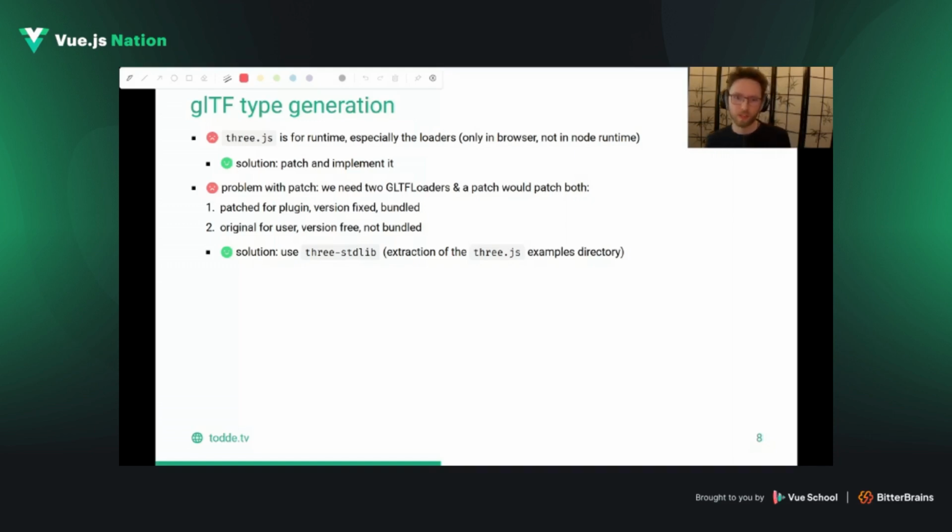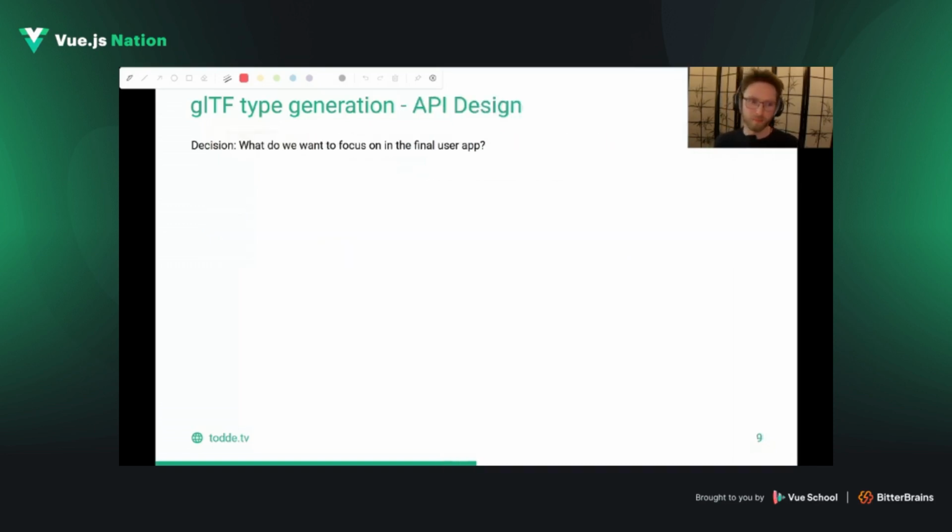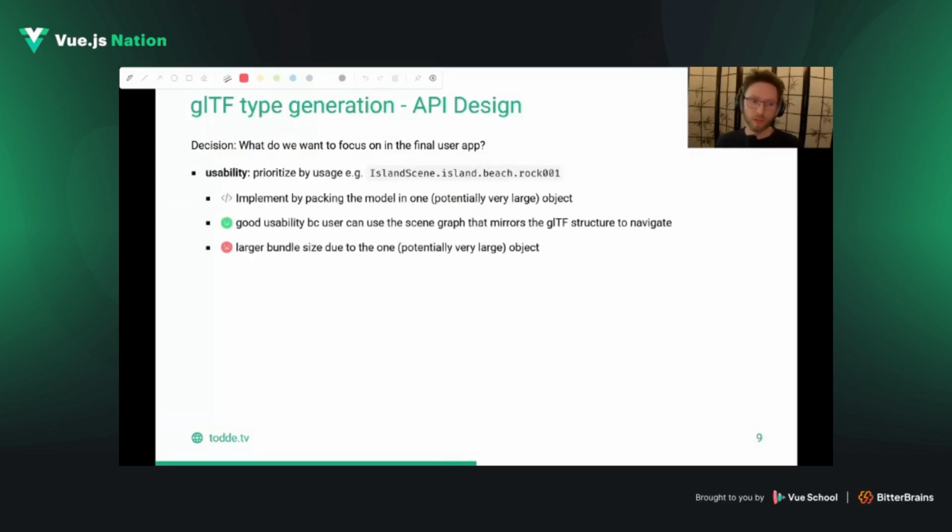Okay, also something we had to consider on our way for this plugin was an API design we had to decide on. So what decision, what route do we want to go for the user end app? We could, for example, go the way, say that usability is the most important thing to us. For example, by prioritizing the usability, we could make something very easy like, okay, let's say you are loading the scene, right? And then you have the island scene. Just make a dot and you get auto-completion for all nodes that are in the root of island scene.